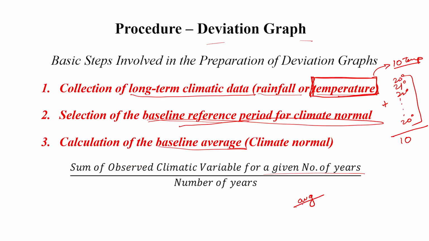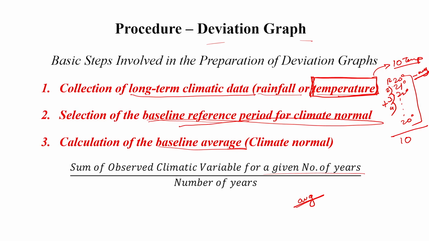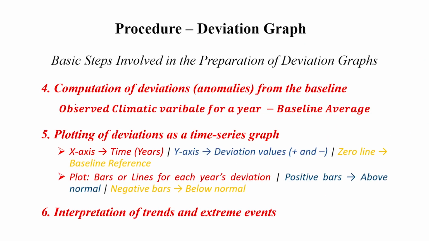Once we have calculated the baseline average, we will get an average value, correct. With this average value, for the first year, second year, third year, fourth year, all this data, we will subtract the average from it. Whatever value we get, that is our change. If the change is positive, that means it is hotter. If the change is negative, that means it is colder than the baseline. So, once we have done the calculation of the baseline average, we will compute the deviation, we will compute the change.